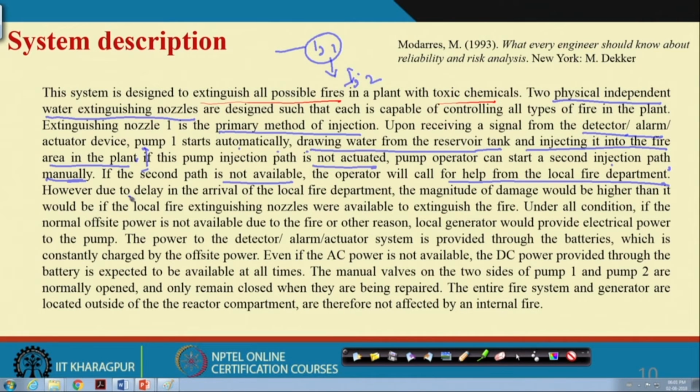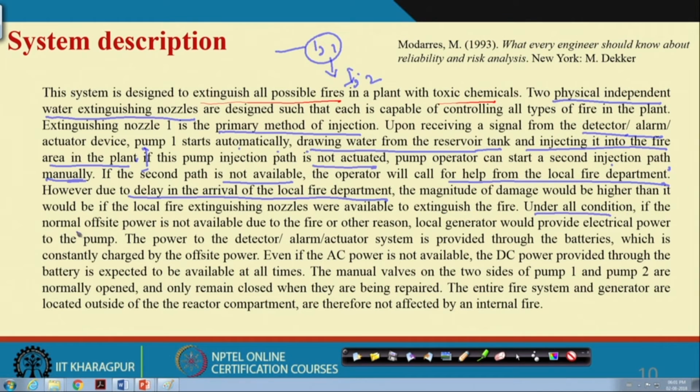However, due to the delay in the arrival of the local fire department, the magnitude of damage would be higher than it would be if the fire extinguisher nozzles were available to extinguish the fire. That means if nozzle 1 or nozzle 2 can extinguish the fire, the damage will be less compared to calling the fire department when these two systems fail.